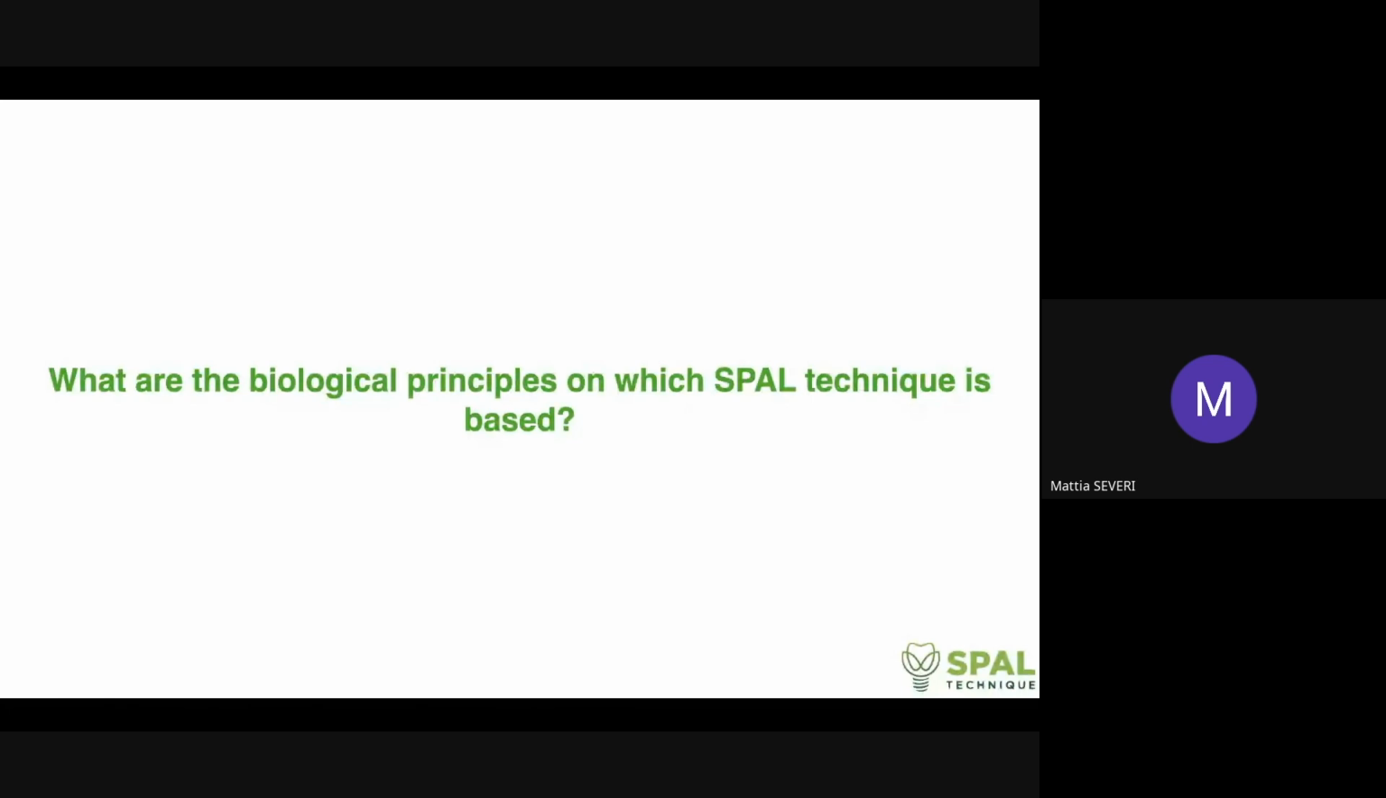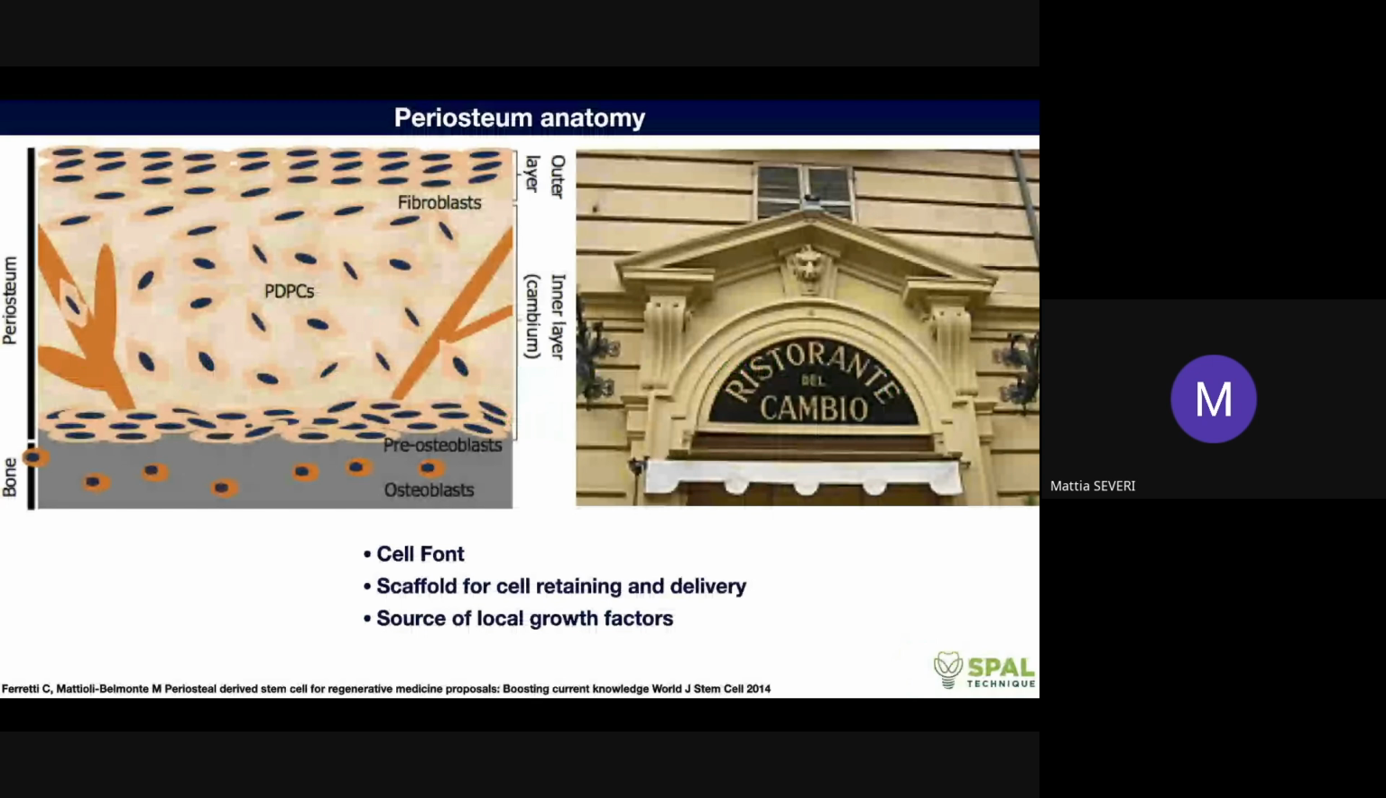You have now seen some clinical images, but why do we actually imagine that this technique would work? Why did we decide to try to reconstruct peri-implant bone without employing a membrane? Because there are several biological reasons. The first is that periosteum anatomy itself is constructed in an osteoinductive manner.